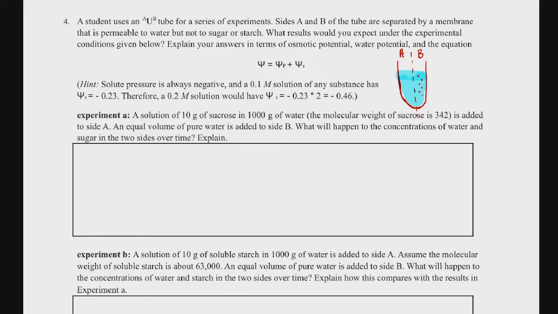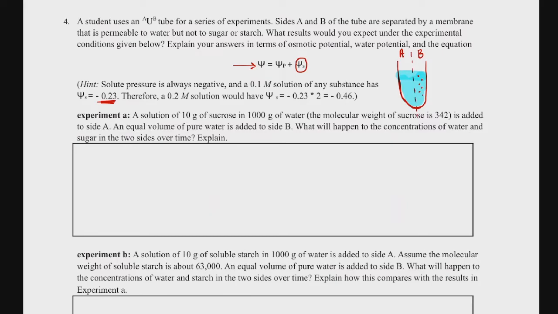What results would you expect under the experimental conditions given below? Explain your answers in terms of osmotic potential, water potential, and the equation seen here. So, just a hint that solute pressure is always negative, and a 0.1 molar solution of any substance has a solute pressure of negative 0.23. And this is what we'll be using in the multiplication that I said earlier. It's just going to be a simple conversion factor and then addition.